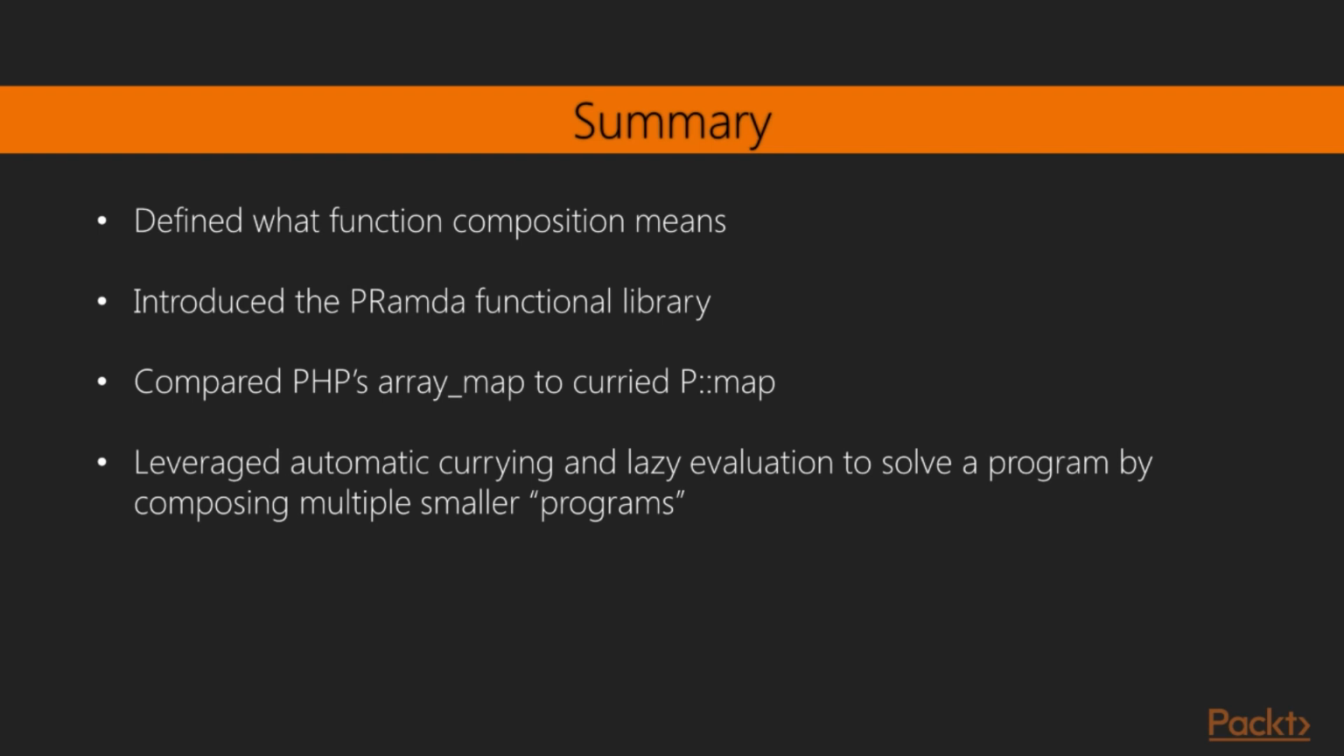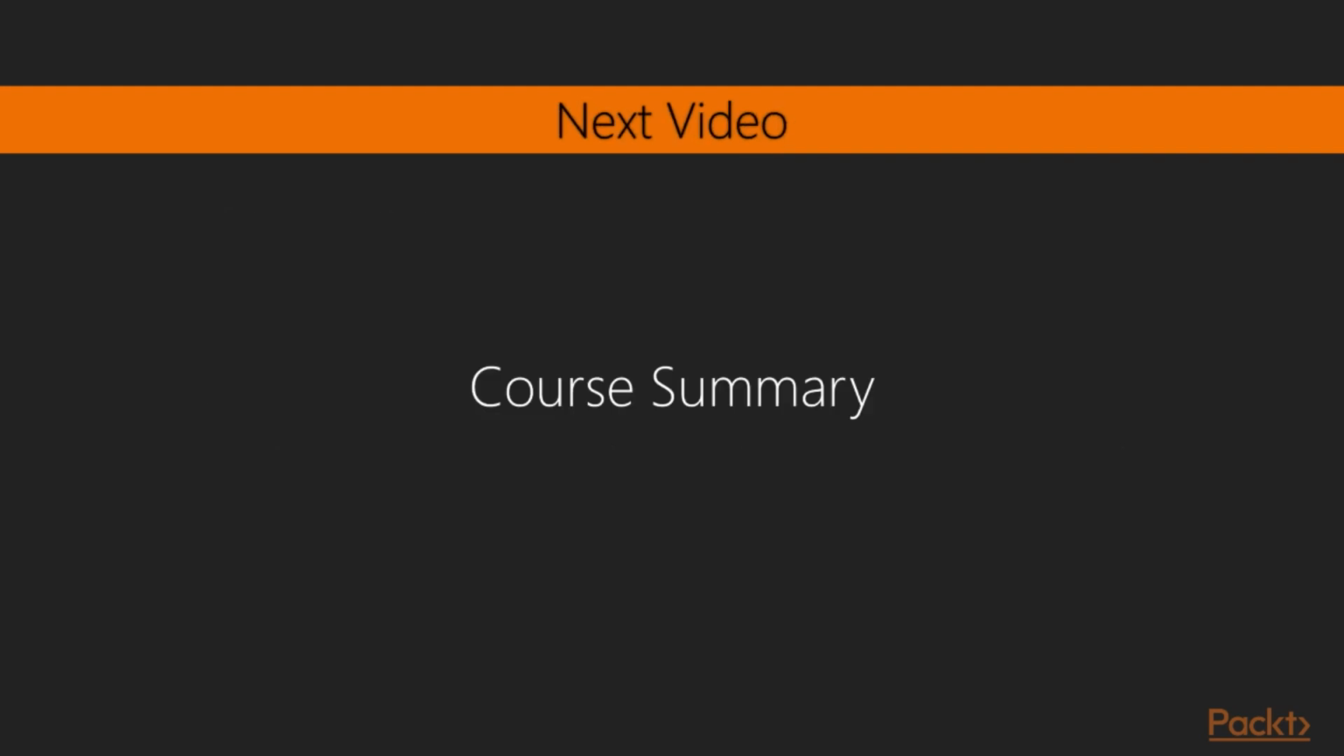We compared PHP's array map with a curried map so that you can see the advantages and just the simple benefits of basically switching the order of the parameters and doing lazy evaluation, how much power you can gain in your code when you do that. And so to solve a real-world program, we've leveraged automatic currying present in the library and lazy evaluation to solve a program by composing multiple smaller programs together.